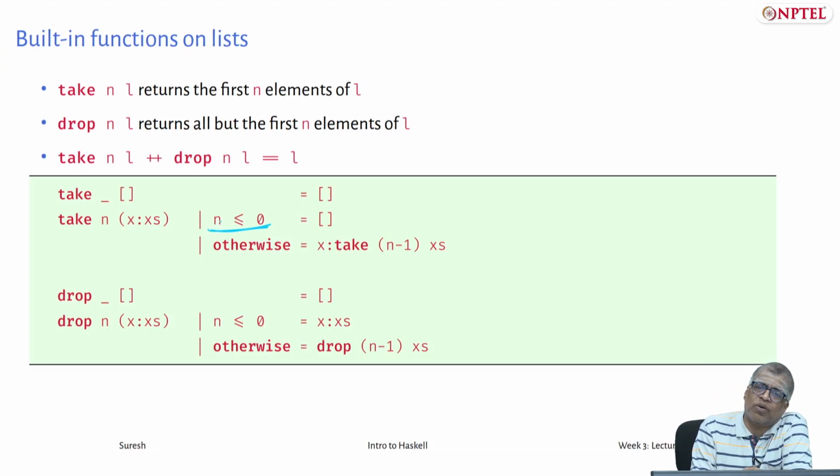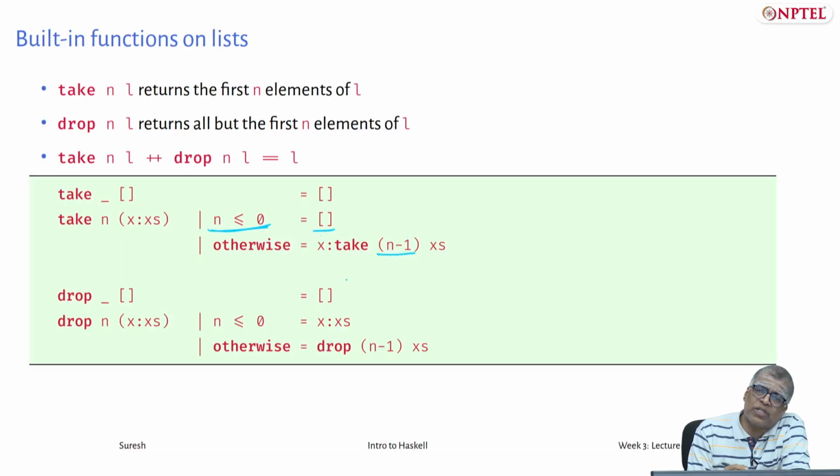So if n is less than or equal to 0, I treat it like take 0. I return the empty list. Otherwise, I do x followed by take n minus 1 of x's. In the otherwise case, I know for a fact that the list is non-empty, it has at least one element x, and n is greater than 0, so n minus 1 also makes sense. Yeah, so this is the definition.